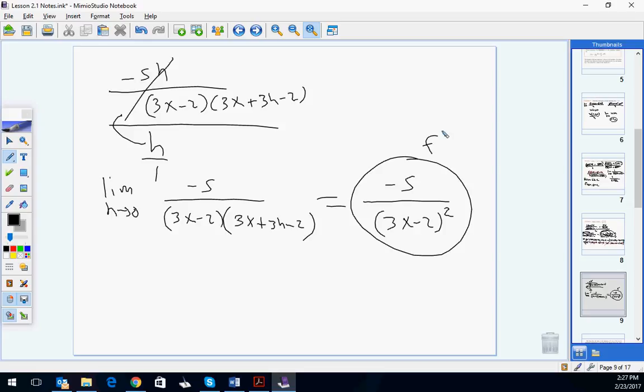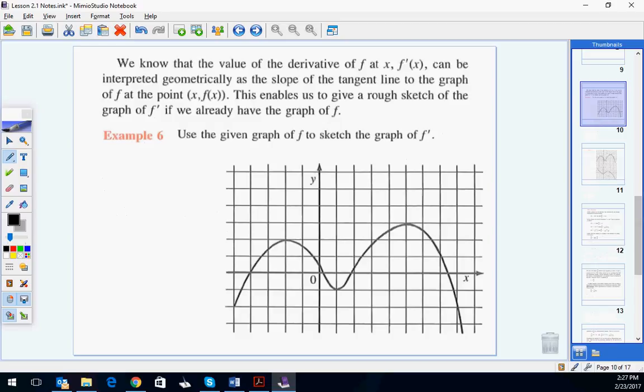Okay, so we're going to talk about it visually next, and then we're going to start finishing up here. Visually, we know the value of the derivative, f prime, can be interpreted geometrically as the slope of the tangent line. For example, this graph here is f of x. So why are these important? Those are tangents, but what's the slope of those tangents? 0, right? And if the slope of the tangent's 0, what do we know about that spot?